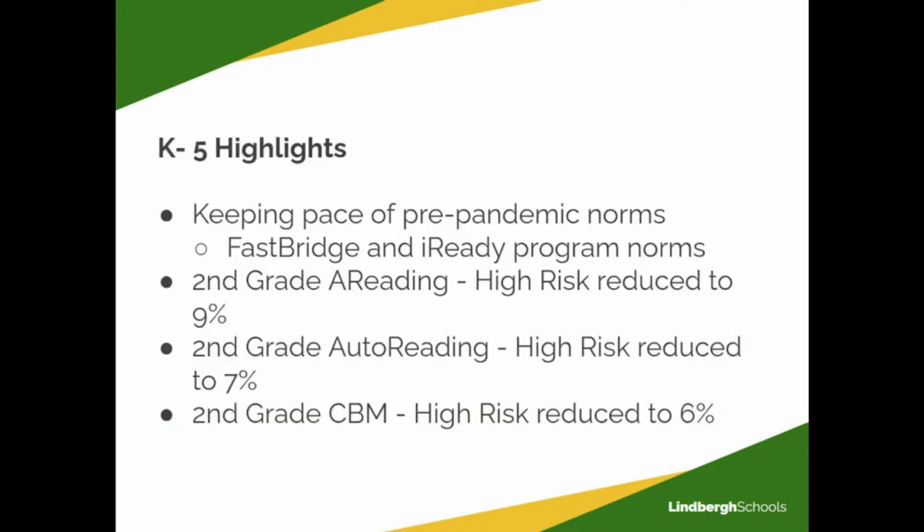And then my next slide, I want to get into our highlights and opportunities. So some of the highlights, just to summarize what I've been talking about for the last 55 minutes, is I feel like we're keeping pace with the pre-pandemic norms, which we kind of compare ourselves in both FastBridge and iReady. Our second grade A reading, our high risk was reduced to 9%. Second grade auto reading, our high risk was reduced to 7%, and our second grade CBM was high risk reduced to 6%. Next slide, Colin.